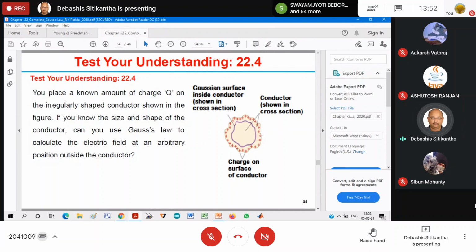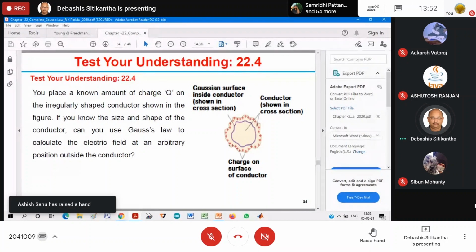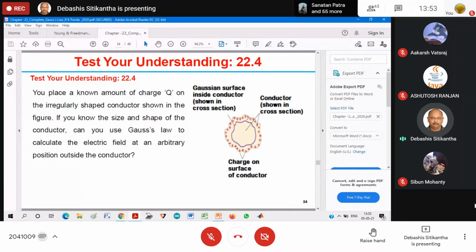It is simply asked, can you use Gauss law to calculate the electric field at any arbitrary position outside the conductor? Now you see, this is the surface of the conductor. Let us say this is a conductor with a very irregular surface, and the charges are enclosed inside the surface. Maybe this is an insulated conductor. In case of an insulated conductor, the charges will be on the inner periphery of the surface.